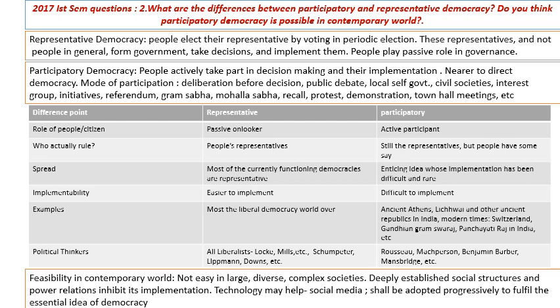Political thinkers, if you can mention: all liberals like Locke, Mill, Schumpeter, Lippmann, Downs for representative democracy, whereas for participatory, Rousseau with his concept of popular sovereignty, Macpherson, Benjamin Barber, Mansbridge, and many others you can give. Finally, you can speak on the feasibility in the contemporary world.